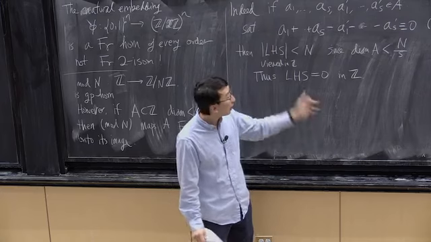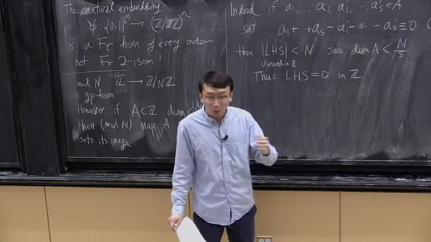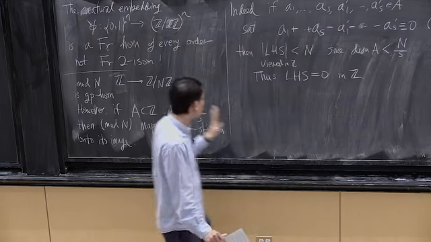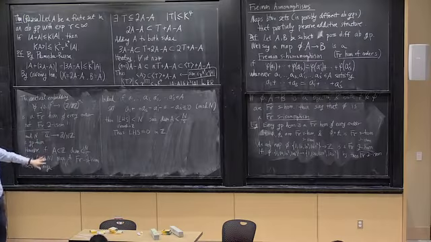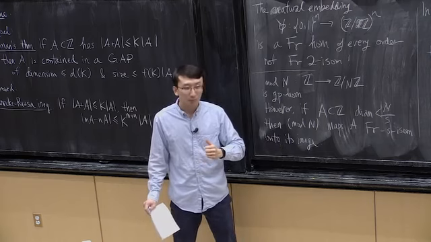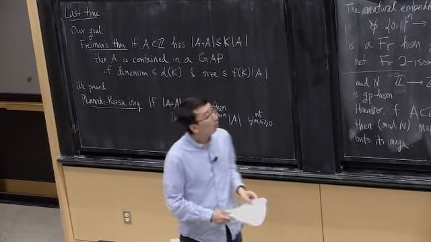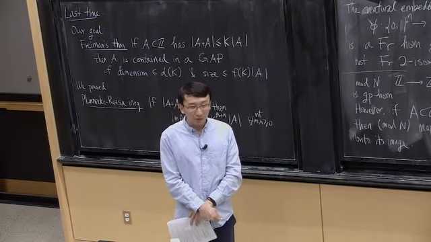Okay? So this verifies that the additive relations up to s-fold sums are preserved under the mod n map if you restrict to a small interval. All right. Any questions so far?